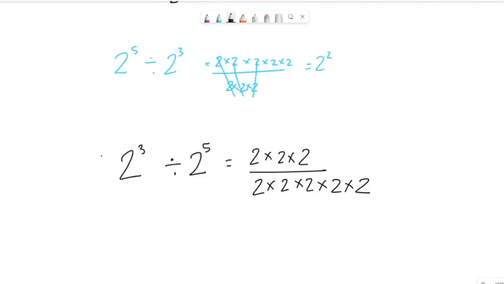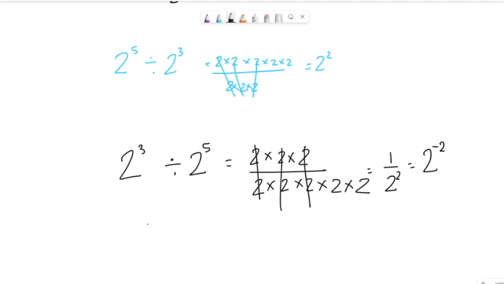So 2 to the power of 3 divided by 2 to the power of 5 will be written as a fraction. Let's cancel the common factors. There is nothing left on top, so it's 1 in place of the numerator, and the denominator is 2 times 2, or I can write it as 2 power 2. So this 1 over 2 power 2 will be written as 2 power negative 2.